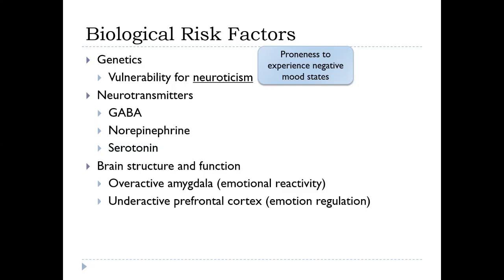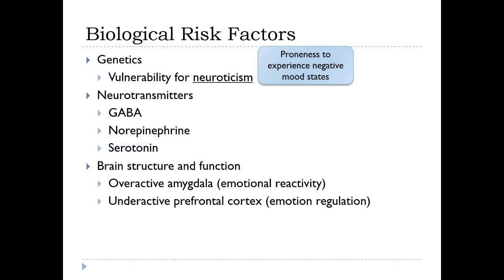We will also talk a little bit about brain structure and function as a risk factor for anxiety disorders. In general, what we see is folks with anxiety tend to have an overactive amygdala. The amygdala is thought to be associated with emotional reactivity, right? So if your amygdala is overactive, you're more likely to react strongly to emotional stimuli, etc. In addition, folks with anxiety disorders also tend to have an underactive prefrontal cortex. The prefrontal cortex is highly implicated in emotion regulation. This is the part of the brain that is supposed to come online and down-regulate those strong emotions that you're feeling, right?